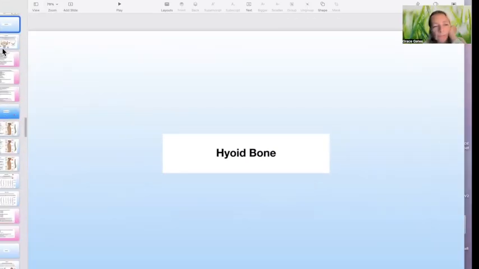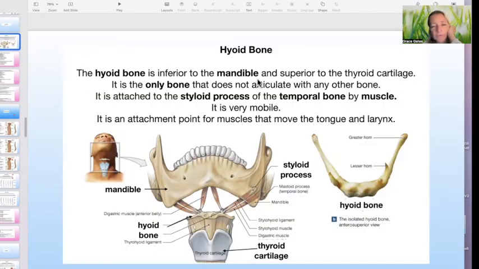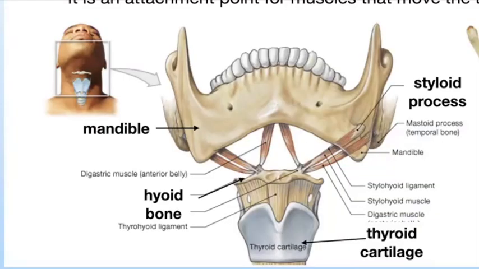The hyoid bone. The hyoid bone is inferior to the mandible and superior to the thyroid cartilage. It is the only bone that does not articulate with any other bone. It is attached to the styloid process of the temporal bone by muscle. It is very mobile. It is an attachment point for muscles that move the tongue and the larynx.